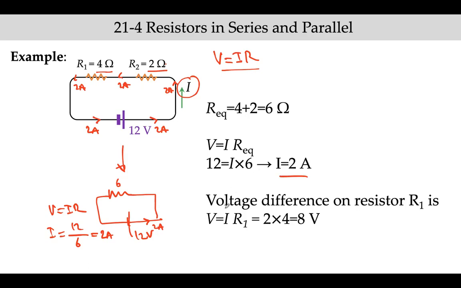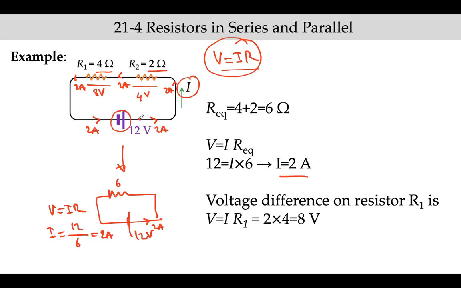Now, so we found the current. Next, let's calculate the voltage difference on each resistor. Again, we use Ohm's law. If I multiply the current, 2 amperes, with the resistance, 2 times 2, it makes 4. So here, 4 volts. And here, 2 amperes times 4 ohms makes 8 volts. Now let's verify if these two voltages add up to 12. Yes, they indeed add up to 12, which gives you the voltage of the battery.